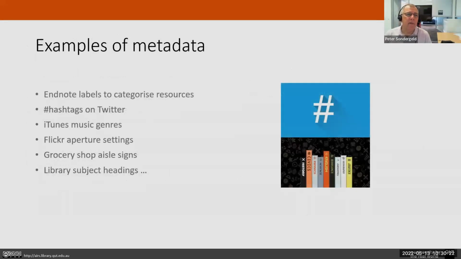Other examples of metadata, well, they're all around us everywhere. Whether it's something you create yourself, as in your EndNote library, using labels to categorize information, your coding system, hashtags on Twitter, music genres in iTunes, Flickr aperture settings, grocery shop aisle signs, library subject headings, these are all types of metadata. They're trying to give you some contextual information about other data.